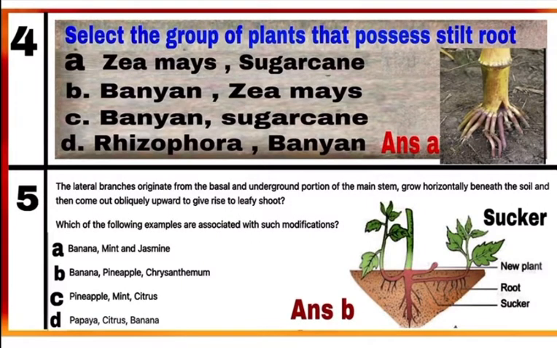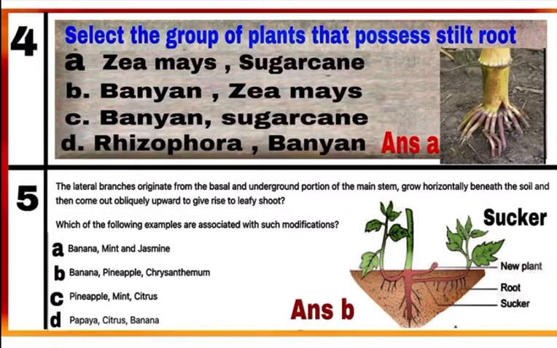Question number 4. Select the group of plants that possess stilt roots. Option A. In Zea maize and sugarcane, stilt roots are present. These are the supporting roots coming out of the lower nodes of the stem. You can see it in the diagram also.